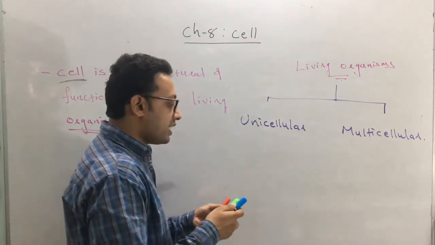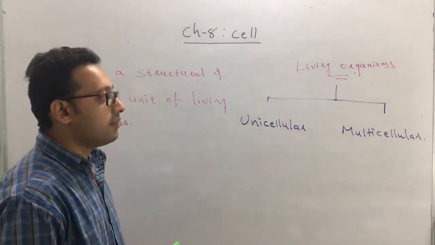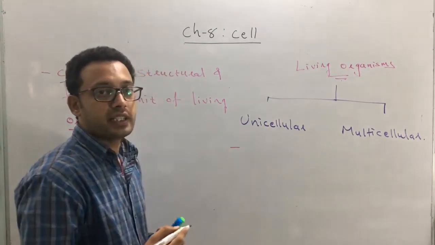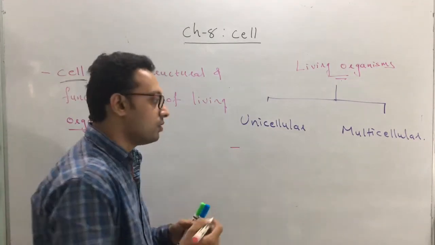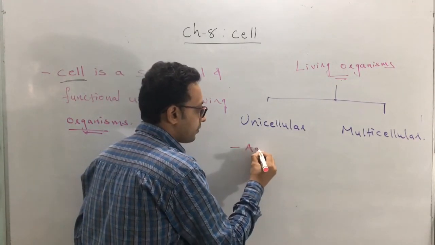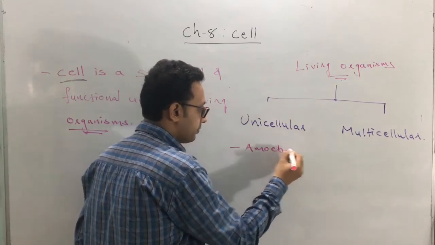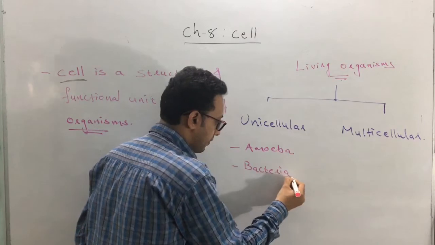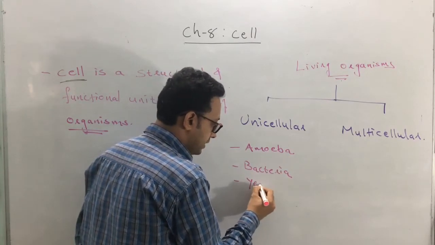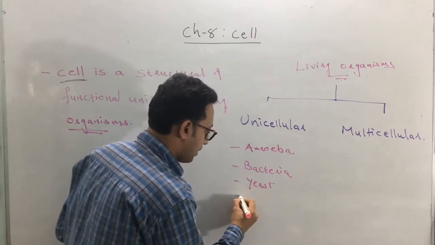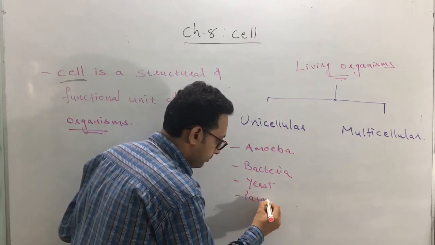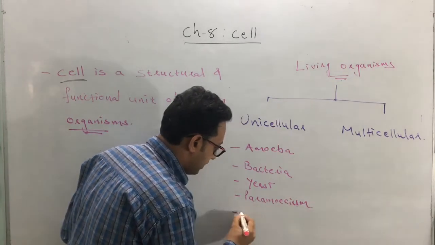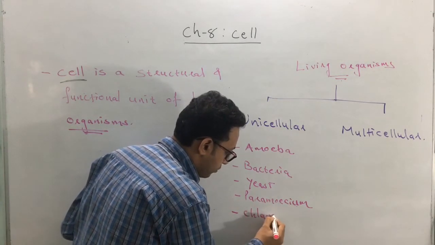So which are the examples of unicellular living organisms? The examples of unicellular living organisms are as follows. The first one is amoeba, bacteria, yeast, paramecium, and the last one is chlamydomonas.